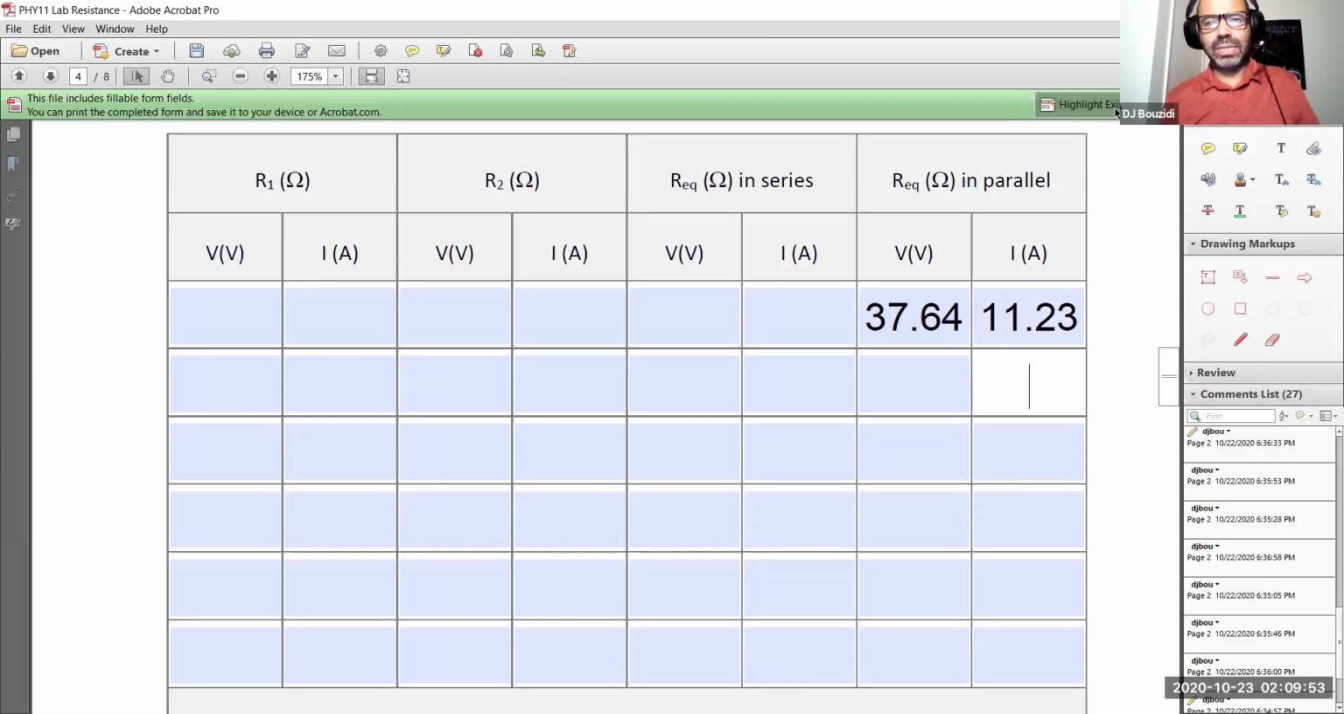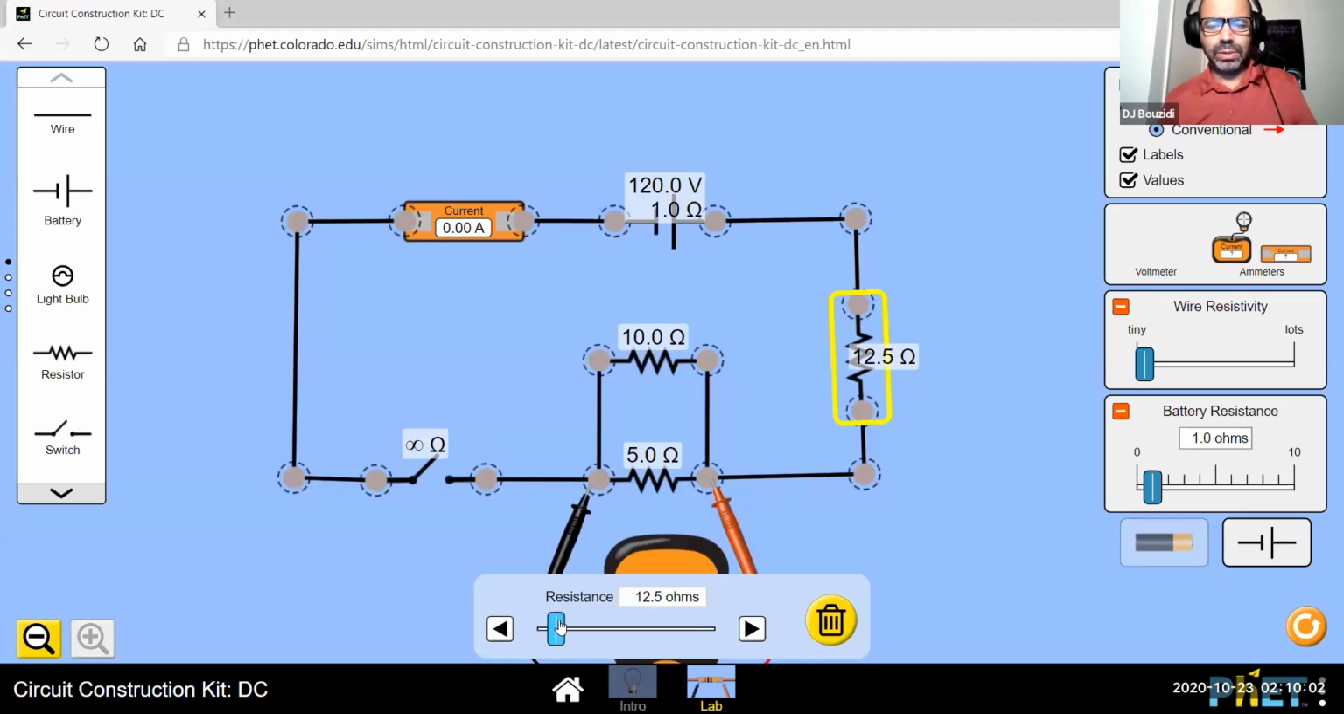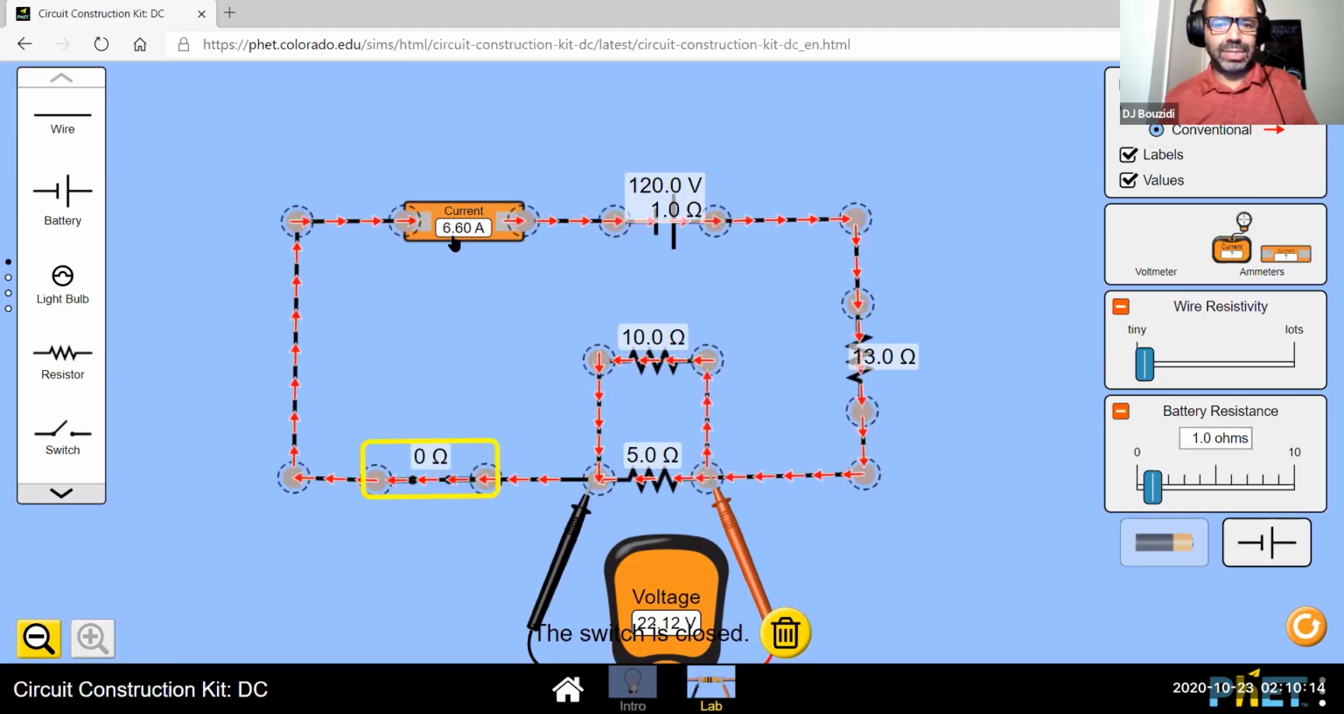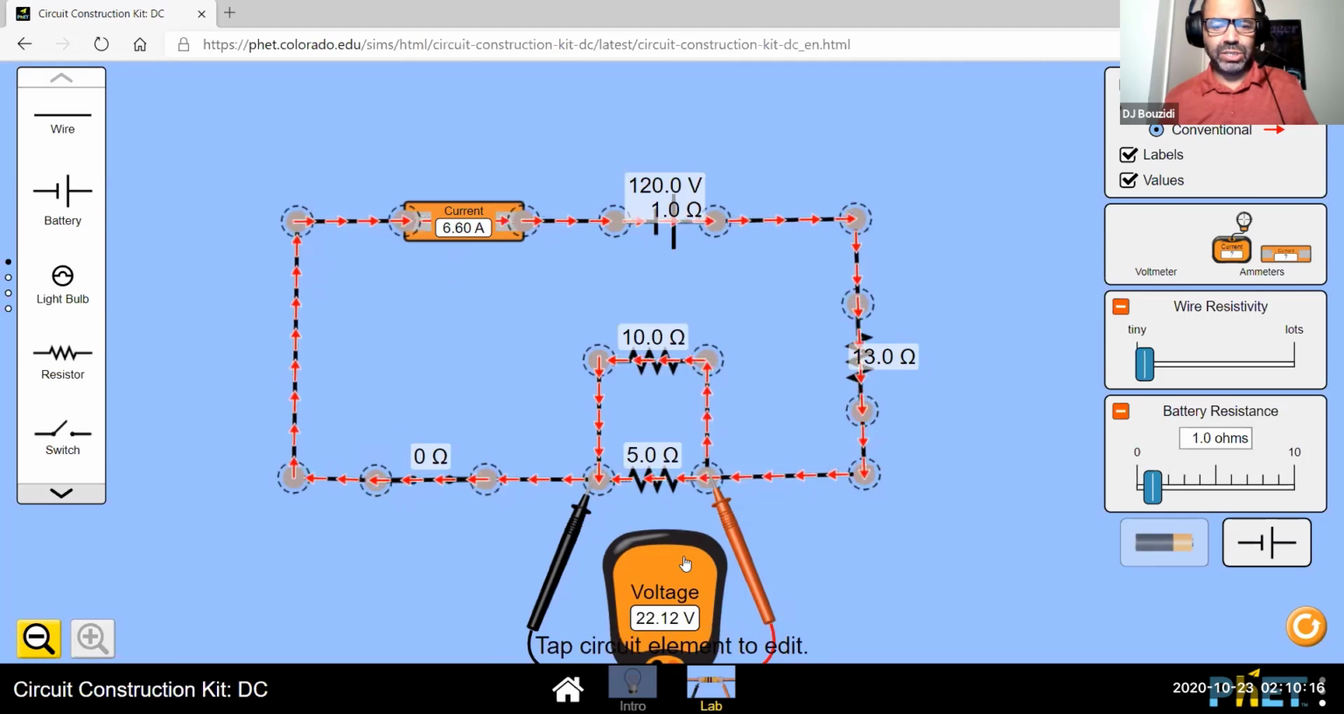You know what comes next, guys? Next, we change this value to any number between 10 and 20. 13 is good. At this point, we expect the voltage to be less than 37 and we expect the current to be less than 11.2, and we're going to report those numbers. So this is 6.6, and the voltage has dropped to 22.12. So that's basically what happened in here.